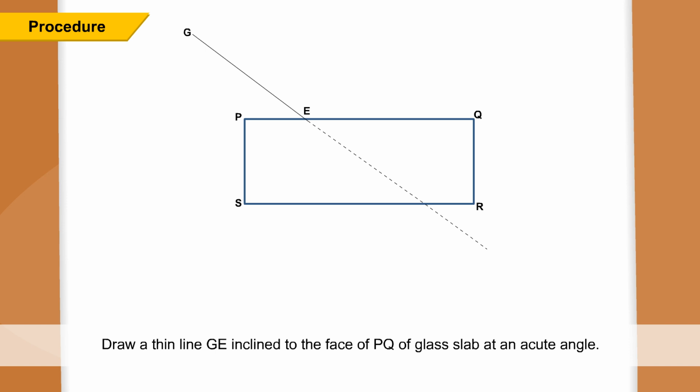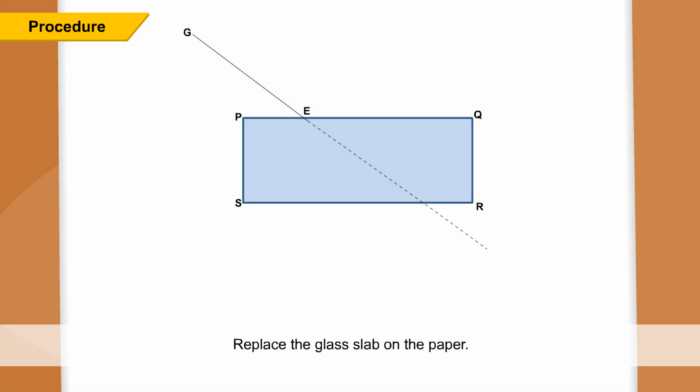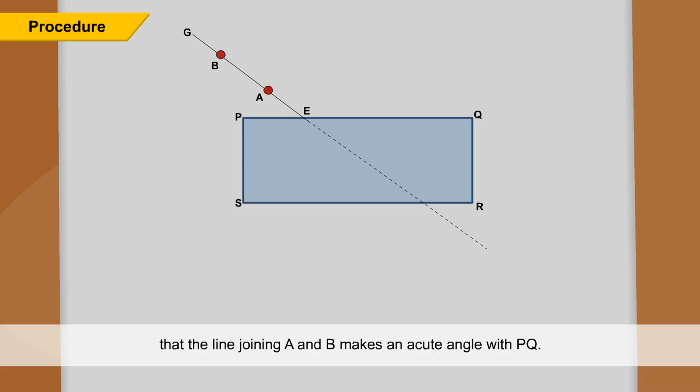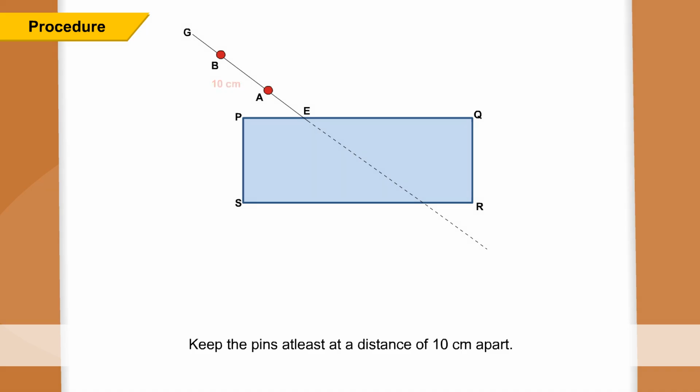Draw a thin line GE inclined to the face PQ of the glass slab at an acute angle. Replace the glass slab on the paper. Fix two pins A and B towards the face PQ of the slab in such a way that the line joining A and B makes an acute angle with PQ. Keep the pins at least a distance of 10 centimeters apart.